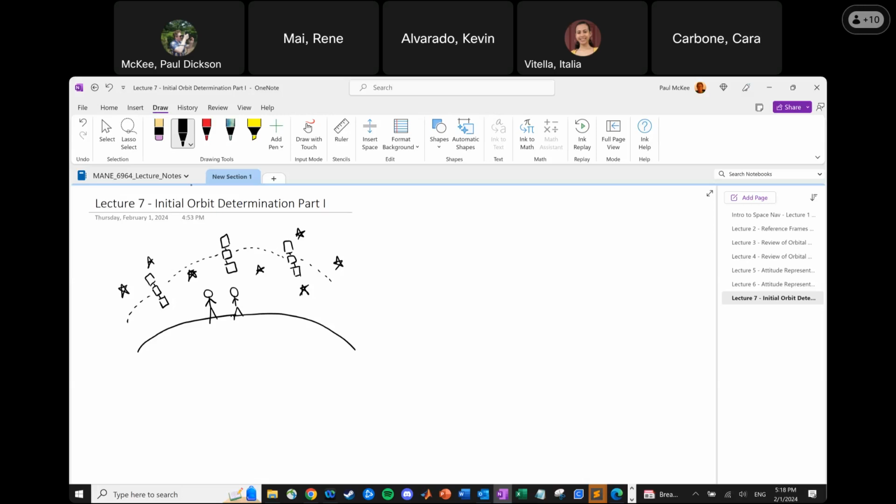And so my question for you is, I guess a 2-part question. Is it possible to find the orbit of the spacecraft from these measurements? And if so, how many would you need?